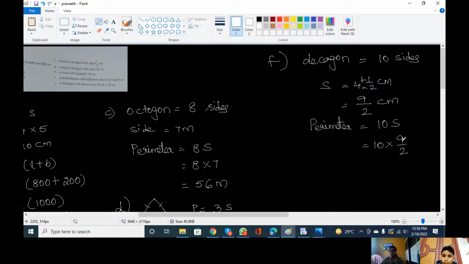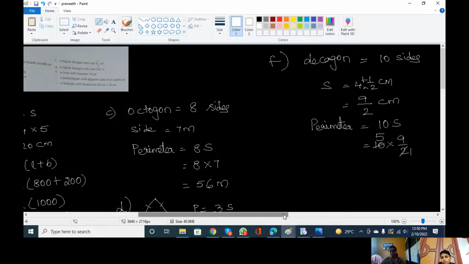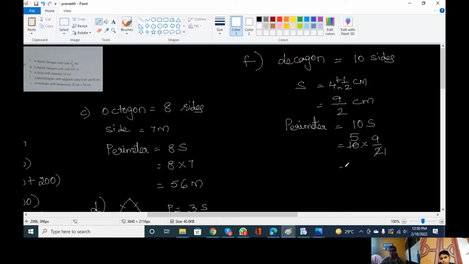Excuse me? Yeah, 2 goes how many times in the 10? 2 ones are? Yeah, 2 fives are 10. Let's multiply numerators. 5 nines are 45 centimeters.